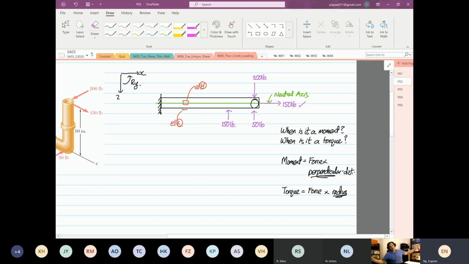Some of you will say, yeah, Eugene, the radius is also the perpendicular distance. Am I right? Yeah, absolutely right. You're not wrong at all. The radius is also a perpendicular distance. Now, question for you guys.